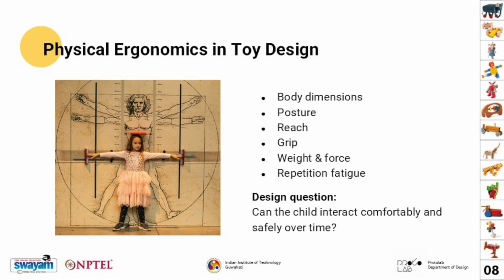Physical ergonomics deals with the interaction between the body and the object. In toy design, this includes body dimension, posture, reach zones, grip mechanics, weight, and repetitive strain. Children are not scaled-down adults. Their proportions are different. Their strength distribution is different.